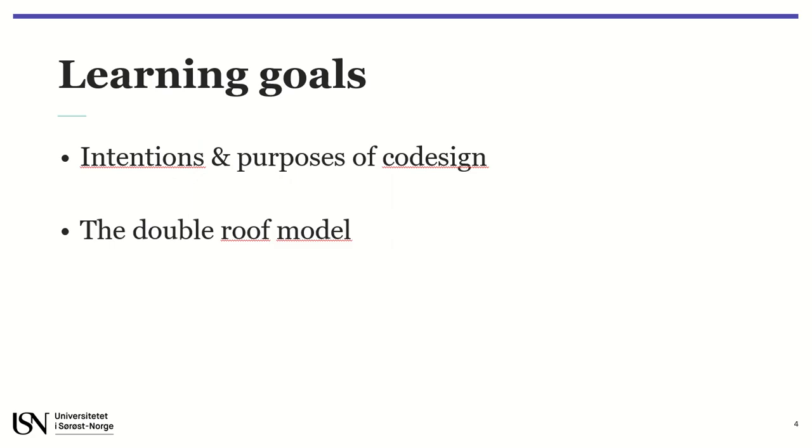The objective for this video is that you learn about the major intentions of co-design, specifically through using the interpretations of the syllable co of co-design, namely coordination, concurrency, correctness, and complexity. In addition, I will briefly introduce you to the double roof model used to cope with increasingly complex design of hardware systems.